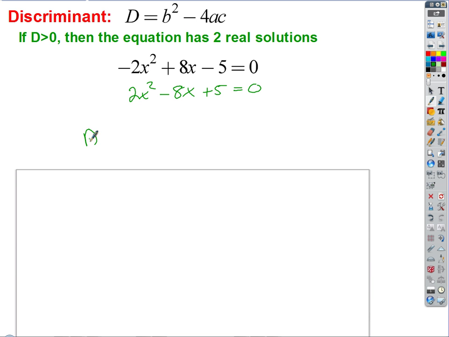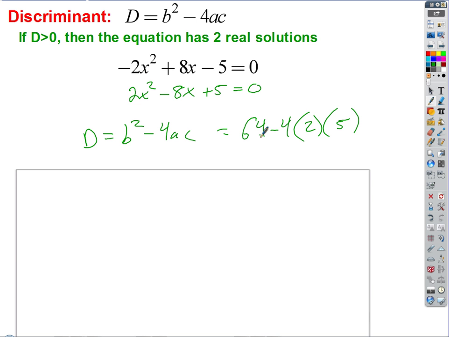So then the discriminant is just b squared minus 4ac. What's that going to give us? What's b squared? Negative 8 squared is what? 64 minus 4 times 2 times 5, right? So what's that give us then? 64 minus, well, that's going to be a number less than 64, isn't it?